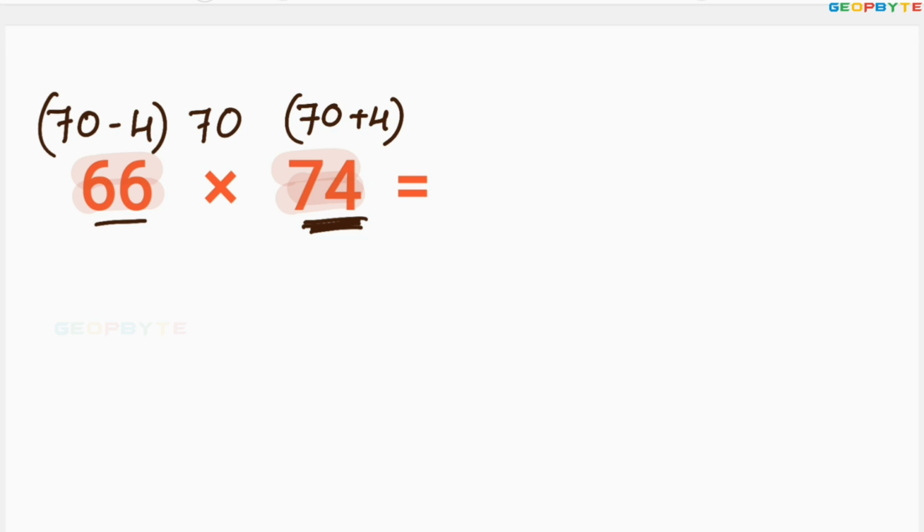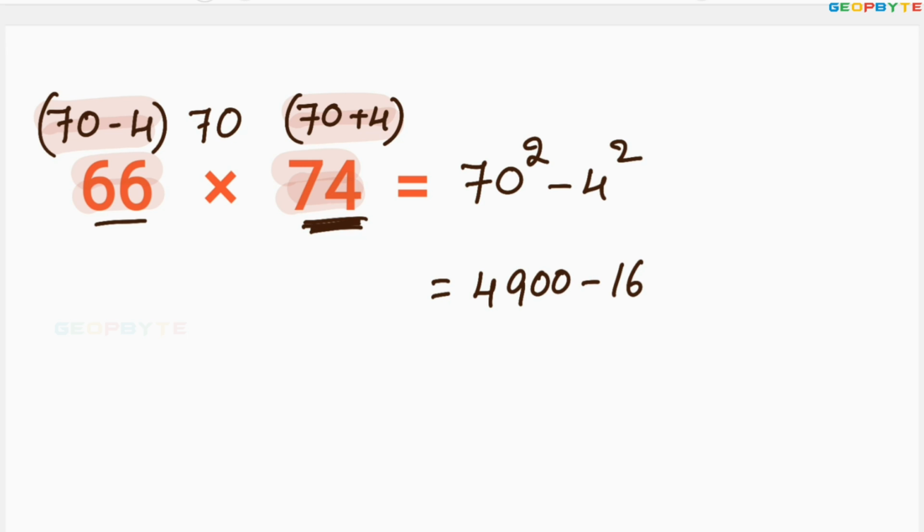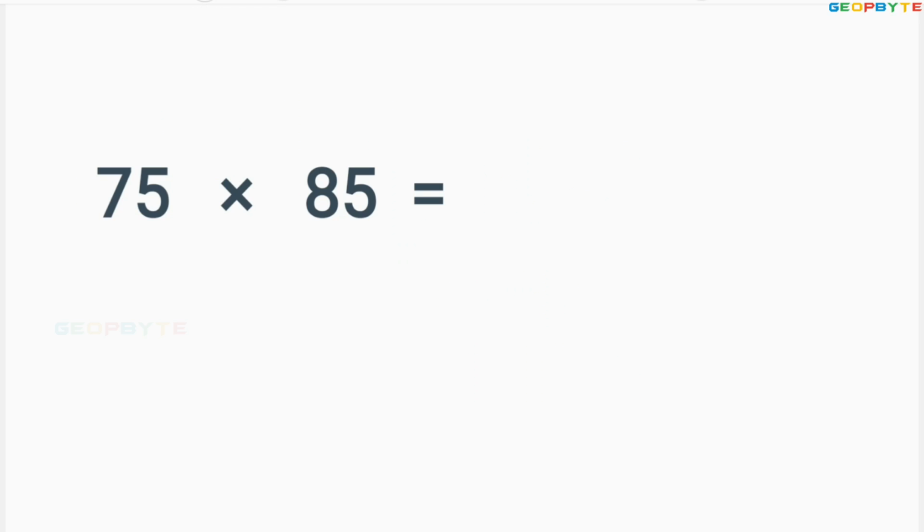Now it is in the form of (a plus b) into (a minus b), a square minus b square. Here a square is 70 square, b square is 4 square. As you know, 70 square is 4900, minus 16. It is equal to 4884. See how simply you are getting the answer. Within seconds, you can get the answer. Similarly, the next number, look at the other number, 75 into 85.